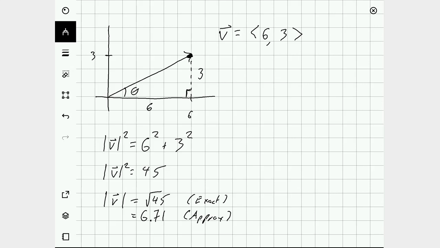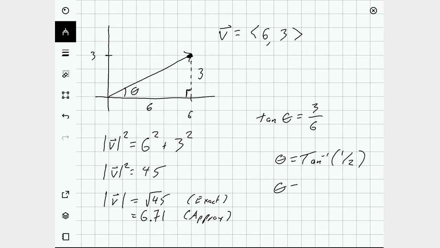To find the direction here, again, looking at this right triangle, we have an angle. We know the length of the opposite side and the adjacent side. So that's going to give us tangent. Tangent of theta is 3/6. Which means that theta is the angle whose tangent is 3/6, which reduces to 1/2 if I can write.